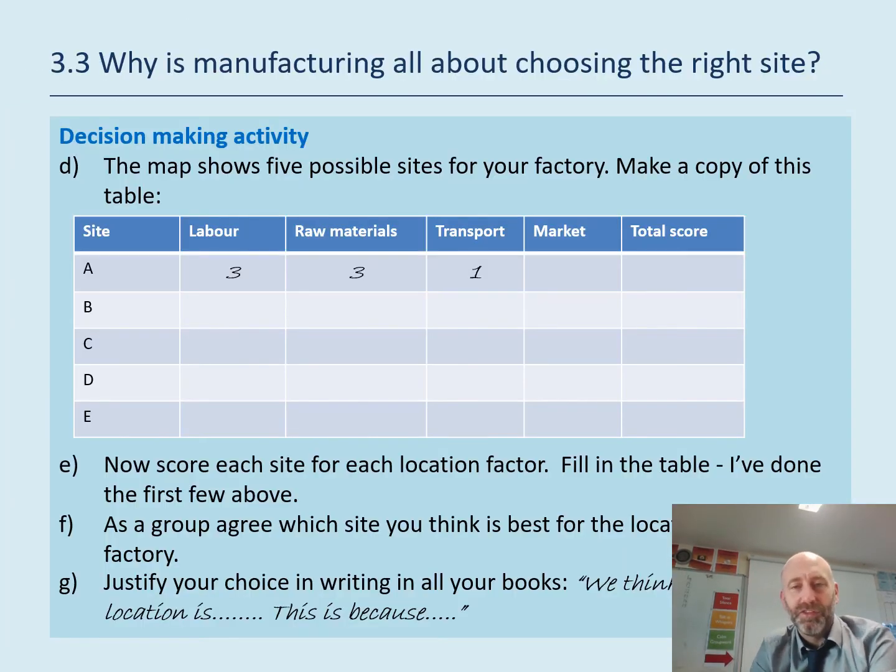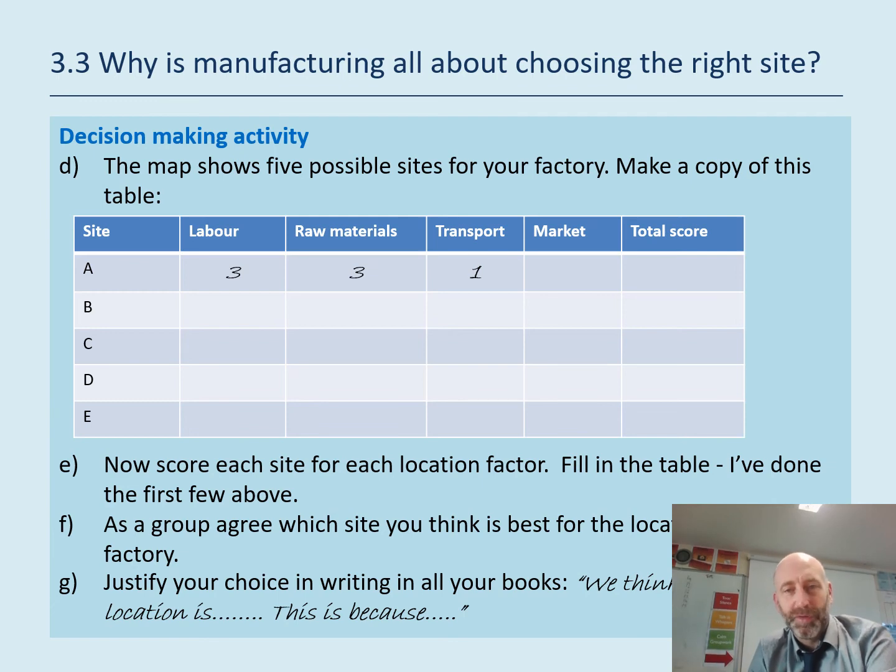Now we're going to do this using a table, okay? That will help us to be able to record our scores and then add them up to make a final decision. So just spend a minute or two, make a copy of this table with the different factors across the top and the 5 sites down the left. So pause the video and make a copy of the table now.